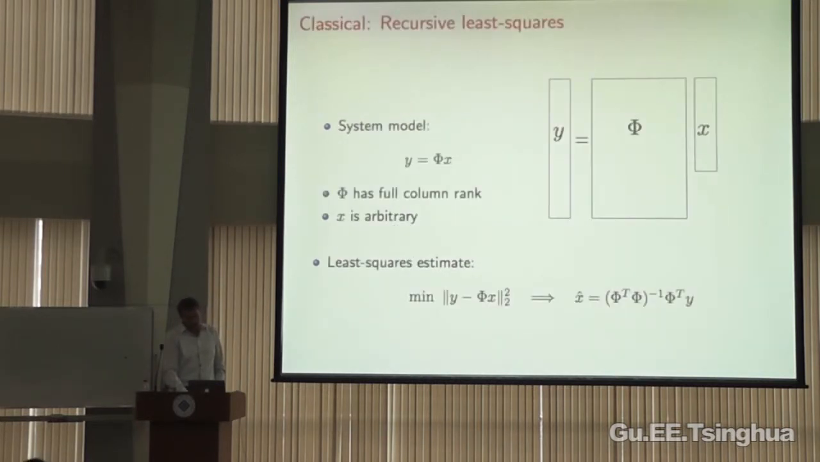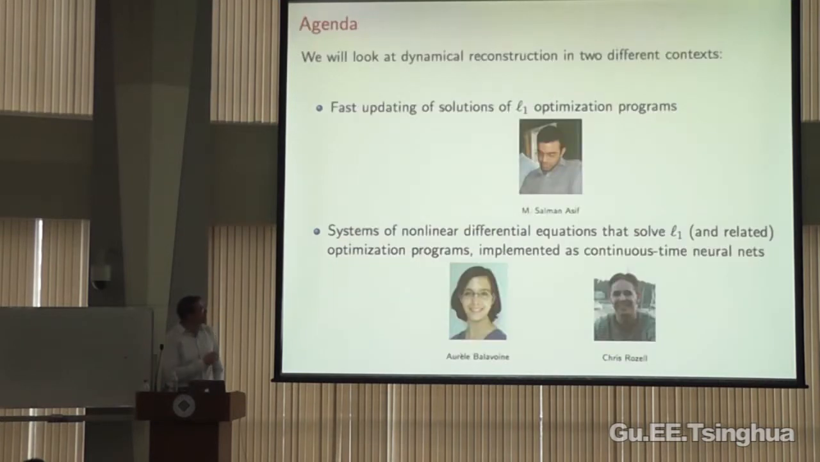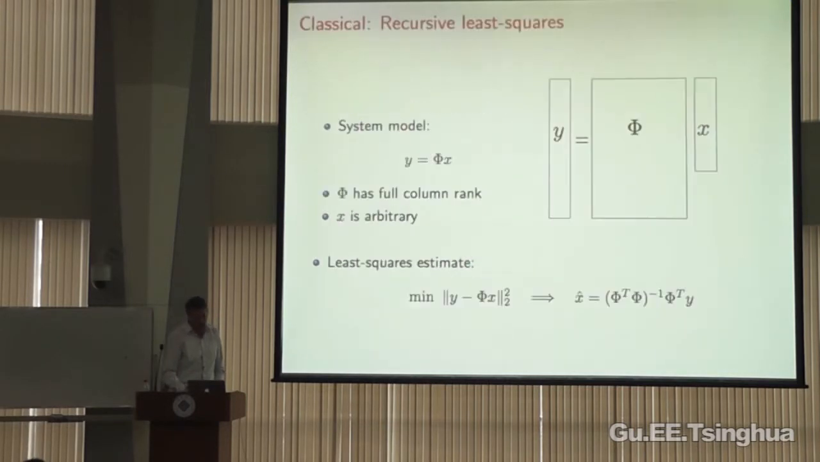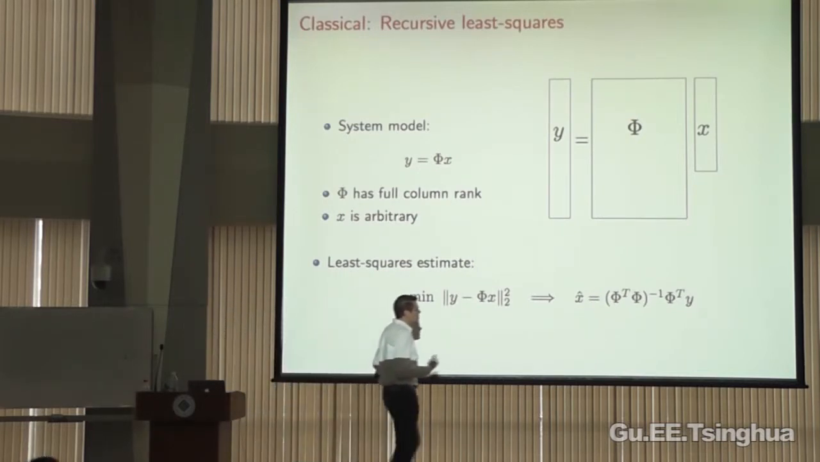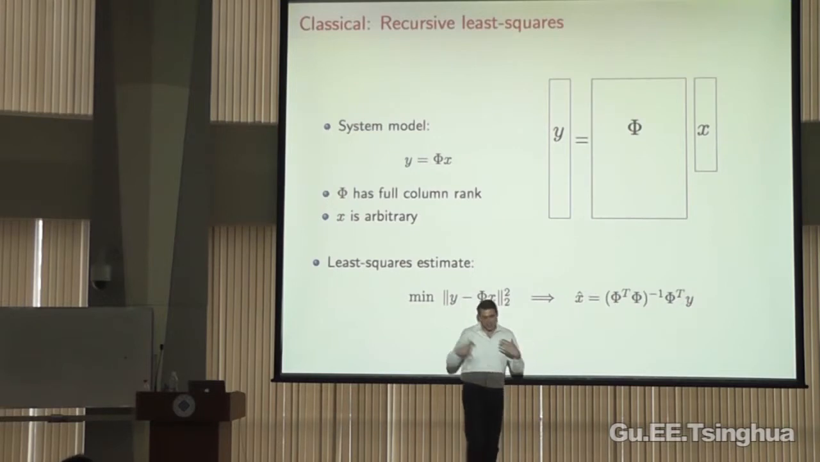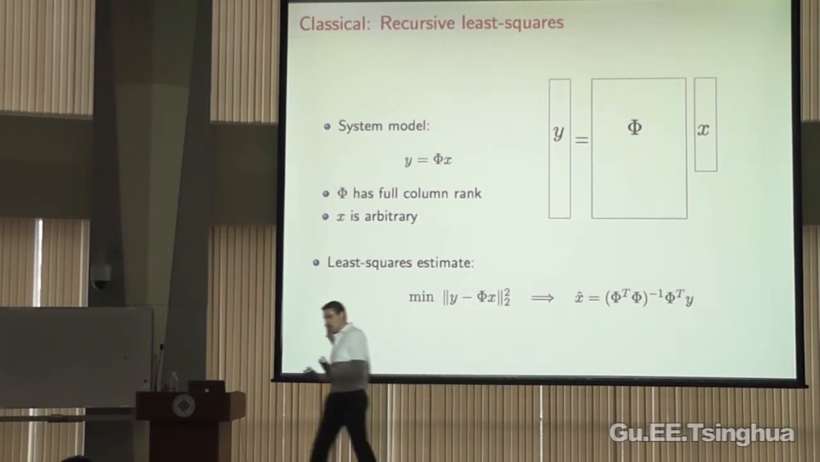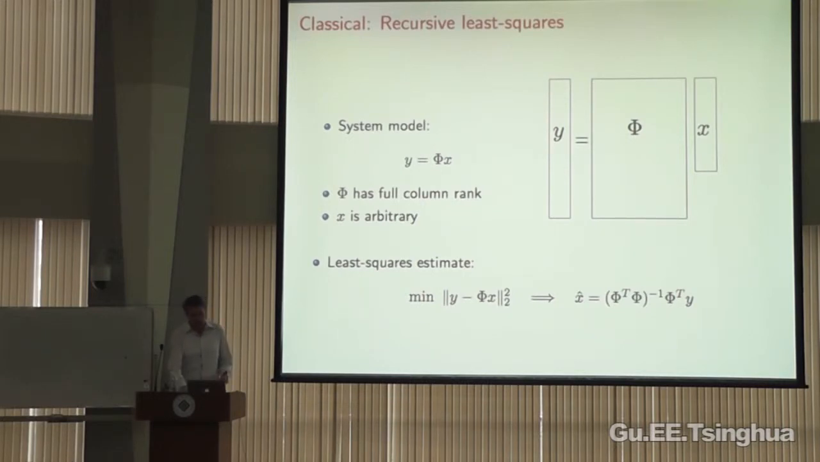Okay, so let's talk about this first part, this fast updating part. I probably won't go through all of these slides, just the ones that are relevant. It's a neat idea because it ties back to, for some reason this is one of my favorite things to teach, recursive least squares and Kalman filtering. So here's the classical problem. Let's say phi is full column rank. I've observed y equals phi x. X is arbitrary.